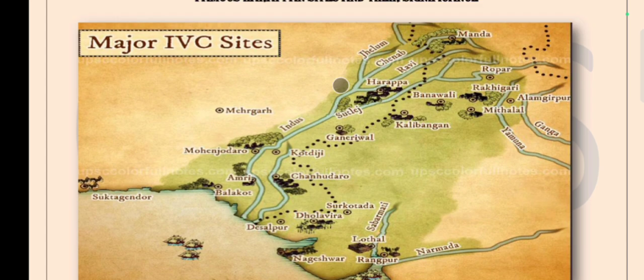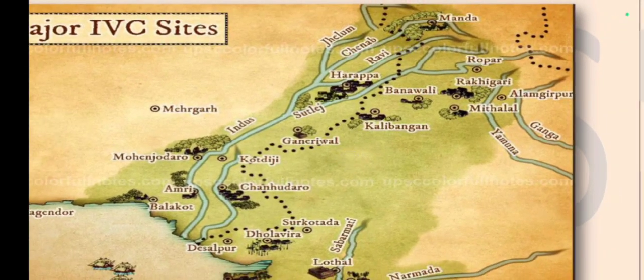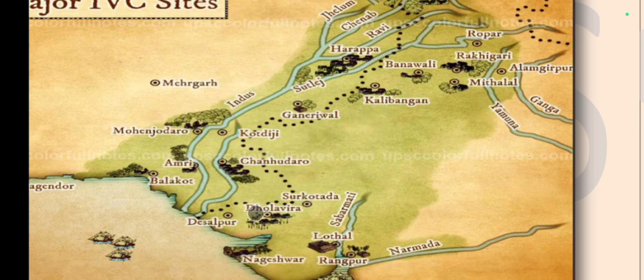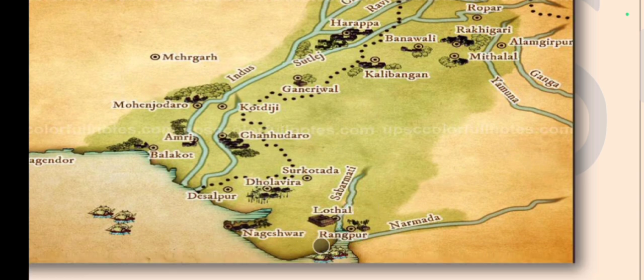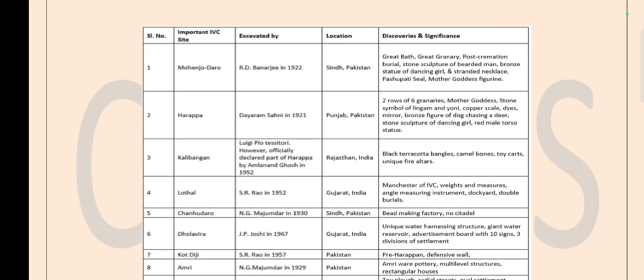So these are the famous IVC sites. Major IVC sites are very important for the exam, so have a look at how they are located: Ropar, Rakhigarhi, Mithathal, Kalibangan, Ganweriwala, Kot Diji, Chanhudaro, Surkotada, Dholavira, Lothal, Nageshwar, Rangpur, Narmada, and Mohenjo-daro also. Now let's discuss a small topic called important sites of IVC and their significance.